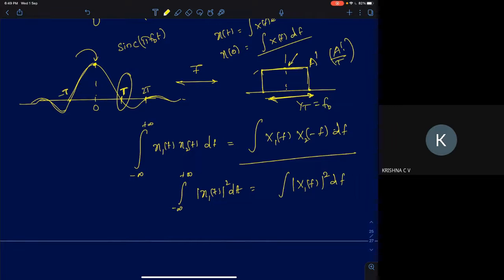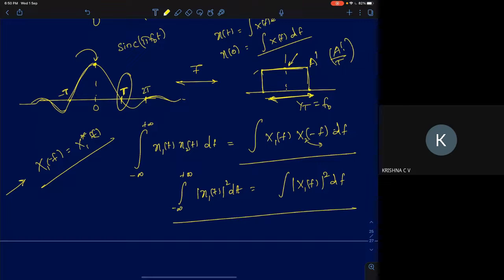Okay, I'm assuming real signals. If they're real signals, then this will become x1 of f. x1 of minus f will be equal to x1 star of f, x1 conjugate of f. It follows from real signal properties. So you will get this.